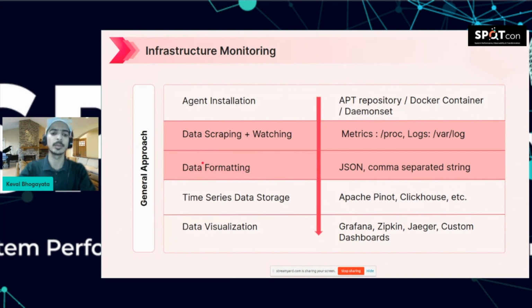And once you format the data, you can store it in a time series data storage. Now if you are monitoring in real time, then the storage might not be important for you. But if you want to make weekly or monthly reports for your infrastructure and how it is performing over time, then you might need data storage. And the popular choices for time series data storage are Apache Pinot, ClickHouse, and MW delta lake. There are many options over there.